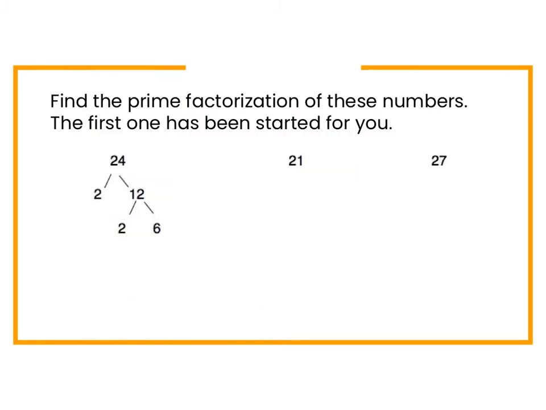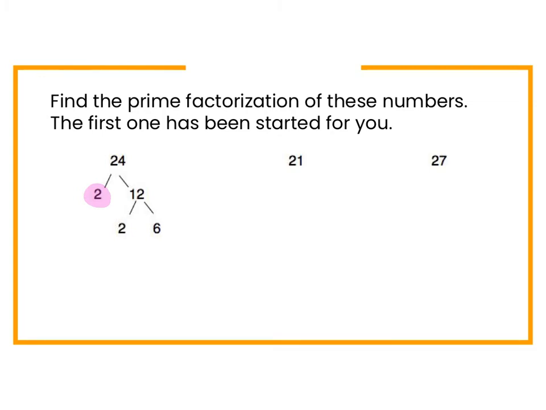Let's find the prime factorization of a few more numbers. The first one has been started for us. So 24 was broken down into 2 times 12. The 2 is prime, so we can circle it. 12 was composite, so we needed to break it down again.